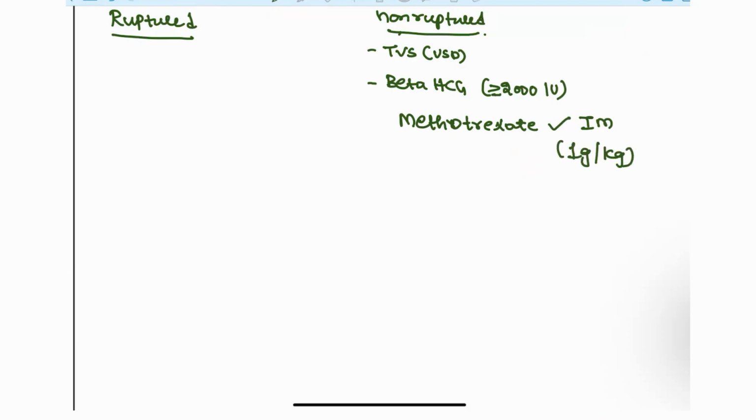Always remember, when you are going to give the methotrexate, the patient's beta hCG value should be more than 2000 and less than 5000 only. The cardiac activity of the baby should be absent, and the patient should be vitally stable. Then only we proceed further. If not, we are not going to proceed with this treatment.